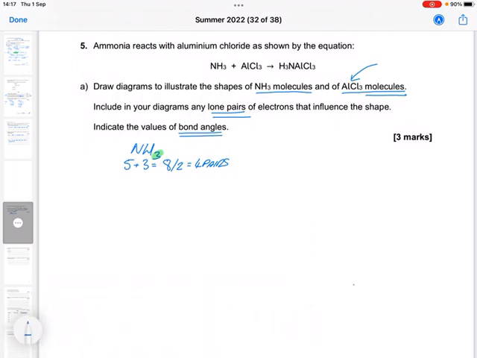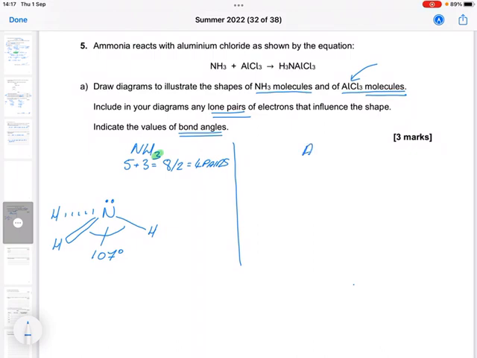So start with my nitrogen, put my lone pair on here, and then put my hydrogens on here. So I've included my lone pair. I need the bond angle on here as well. So the shape of this would normally be tetrahedral with 109.5, but the lone pair reduces it by 2.5, which gives you 107 degrees. So that's the ammonia done.